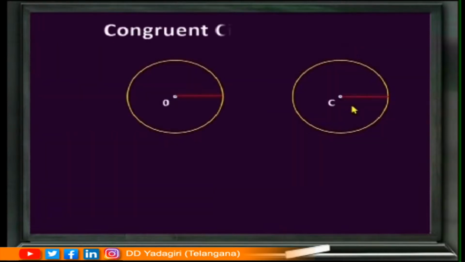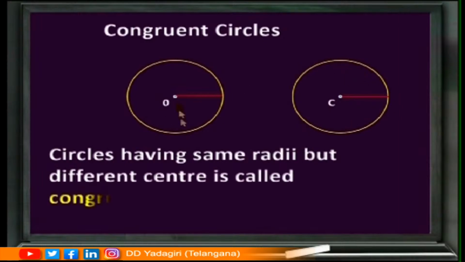Now let us see congruent circles. What are congruent circles? The congruent circles are these 2 circles we are having, with a different center but the same radius. So circles having the same radii but different centers are called congruent circles. And what happens if same center and same radius? Circles with the same center and same radius are called coincident circles.